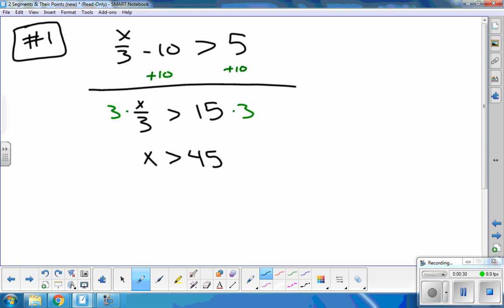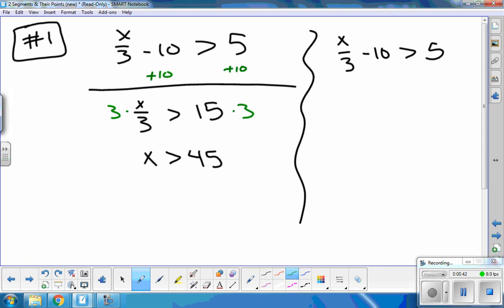I did not have to flip the sign or anything because I didn't multiply or divide by a negative number. A second way that many students would solve this problem is to get rid of the fractions right away. And to do that, they would just multiply everything by 3 in the first step.